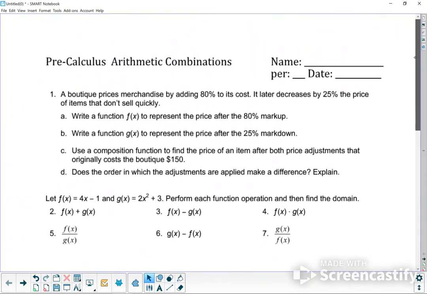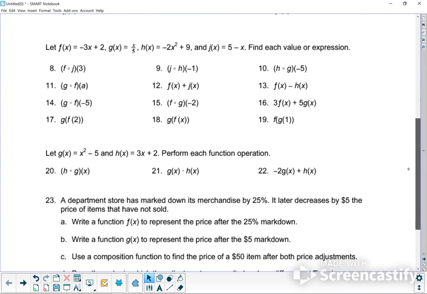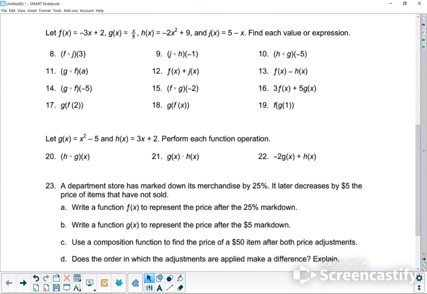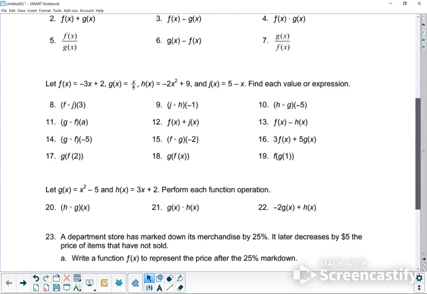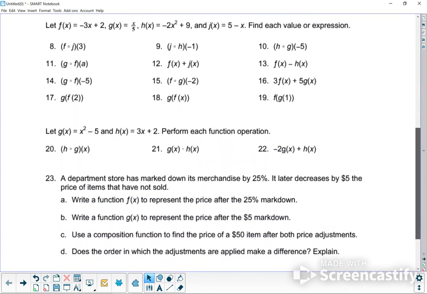Okay, let's wrap up this arithmetic combination examples. So the first part we stopped at number 7 because the video was getting a little too long and maybe you needed a break. I did too. Okay, but let's go ahead and get with this. All right, so let's start with number 8.